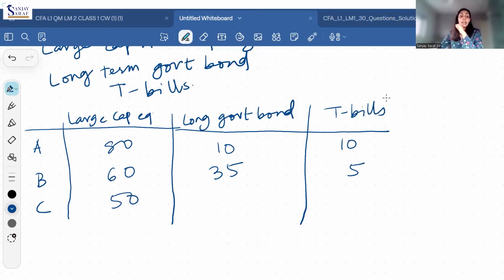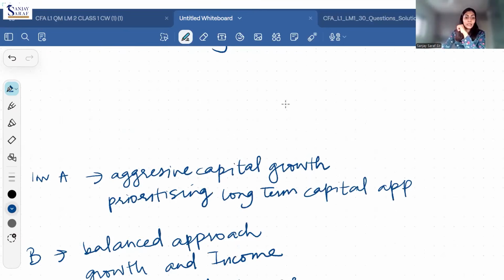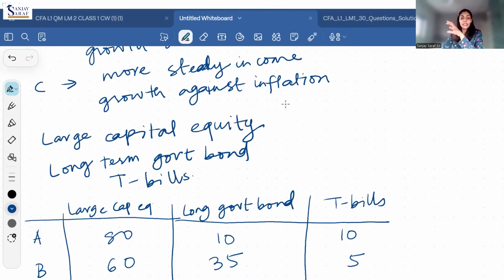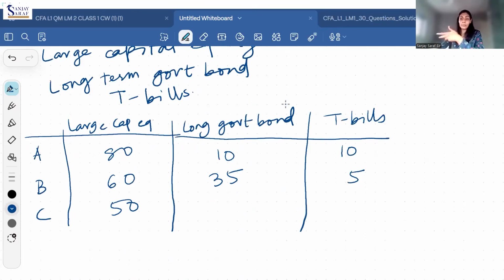For C, let's see what C's requirement was. C wanted a more steady income and some growth against inflation. And so for a more steady income, we have kept 50% in equity. प्लीज अंडरस्टैंड, ये स्मॉल कैप इक्विटी होता तो हम प्रपोर्शन कुछ अलग रखते, क्योंकि रिस्क फैक्टर स्मॉल कैप इक्विटी में ज्यादा होता है, वेरिएबिलिटी ज्यादा होती है.